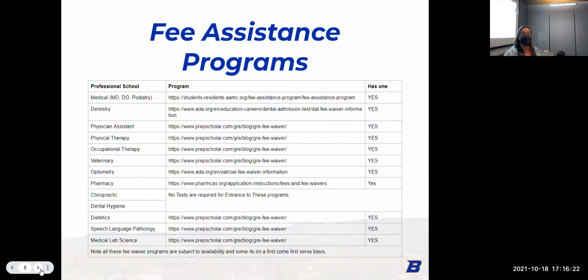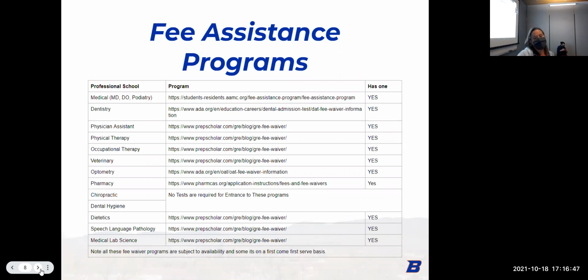In terms of the DAT, there is a fee assistance program. It is on the same policy. It's 4 times the poverty rate. Here's the kicker: they only have so many of them. So if you don't apply early, you're not going to get it. The MCAT one, the MD one, lasts for 2 years. I believe the DAT one lasts for 1.